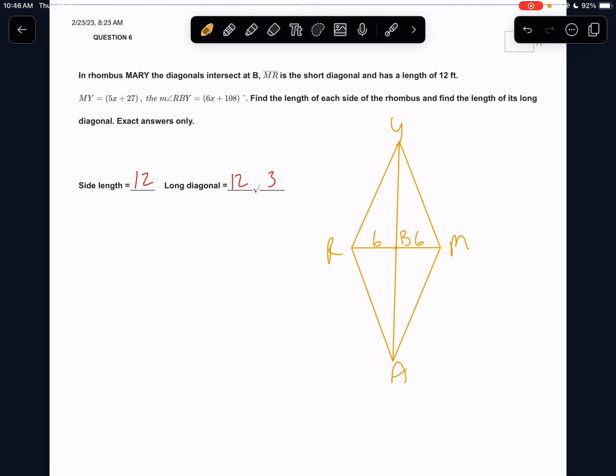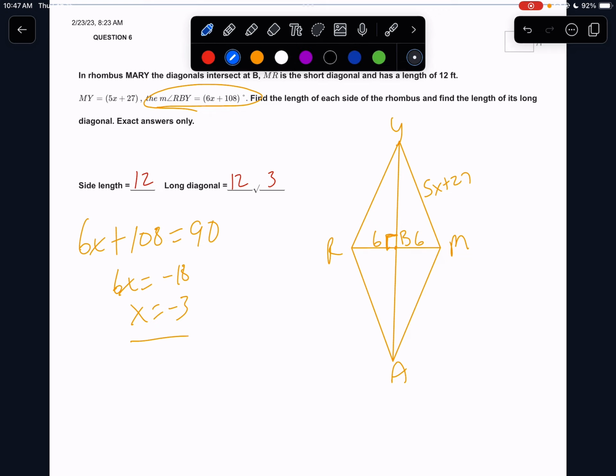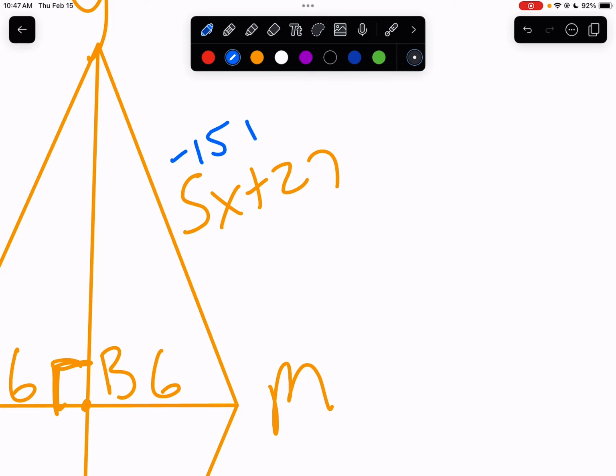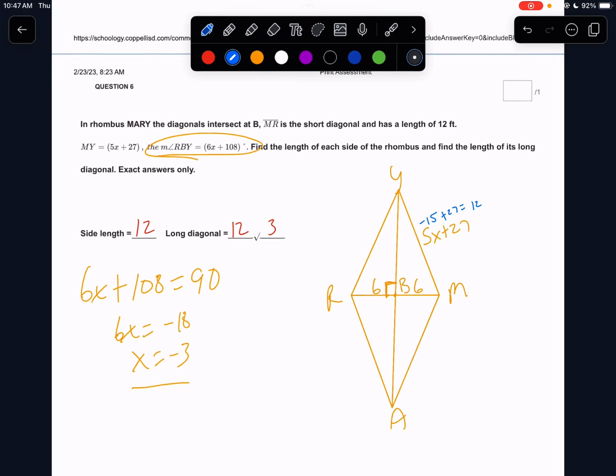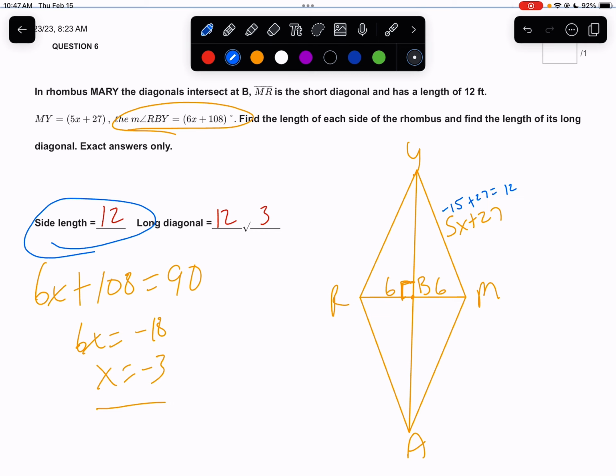It says MY is 5x plus 27. And angle RBY, that's this angle right here. I'm not going to write it in there, but this little angle, we know it's 90 degrees. So what do we know about this angle? RBY has to equal 90. So let's get going. 6x plus 108 has to equal 90. So 6x has to equal negative 18. So x is negative 3 on this question. That's pretty helpful because if x is negative 3, then this is negative 15 plus 27. This is 12. So we know that the side length is 12.